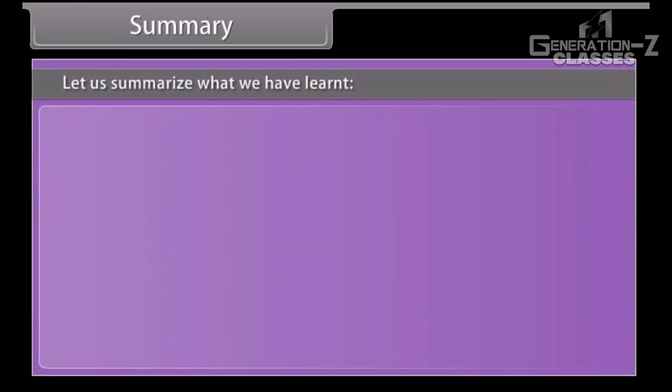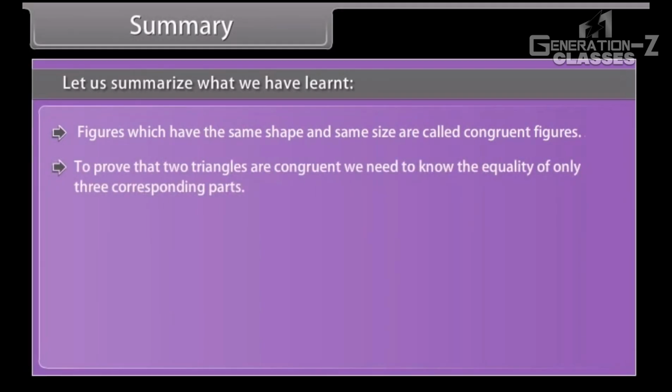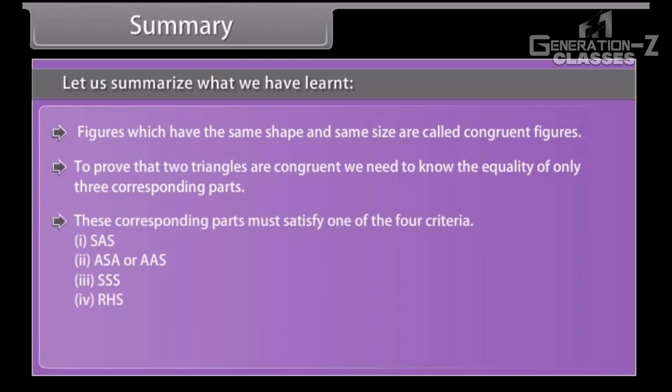Summary. Let us summarize what we have learned. Figures which have the same shape and same size are called congruent figures. To prove that two triangles are congruent, we need to know the equality of only three corresponding parts. These corresponding parts must satisfy one of the four criteria.